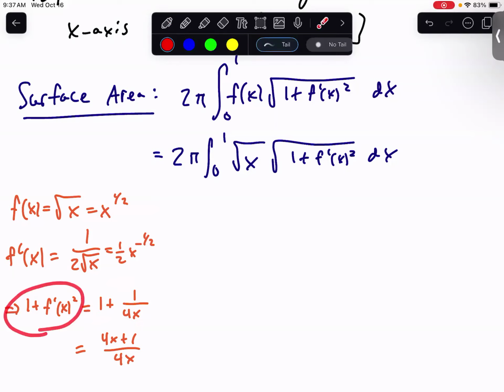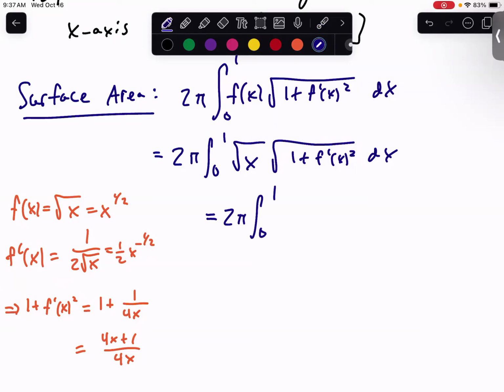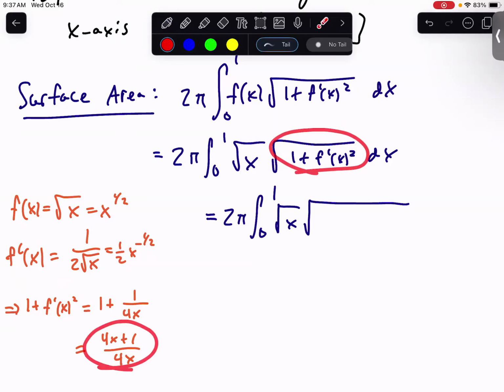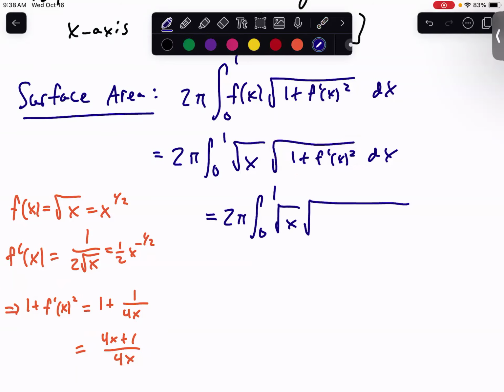So this is 1 plus the derivative squared. We can just plug this term in to what we have inside of the square root here, and then we'll see what happens. So this is equal to 2 pi times the integral from 0 to 1 of the square root of x times the square root of 1 plus the derivative squared, which we found to be 4x plus 1 over 4x.